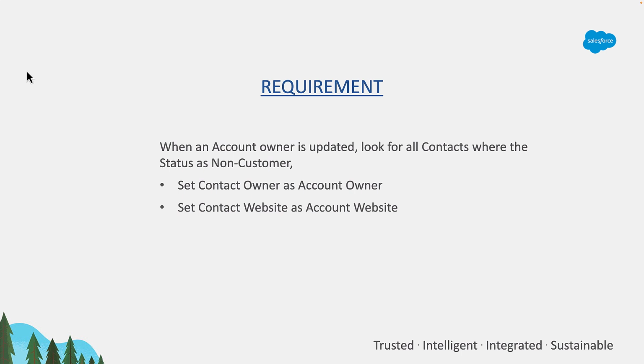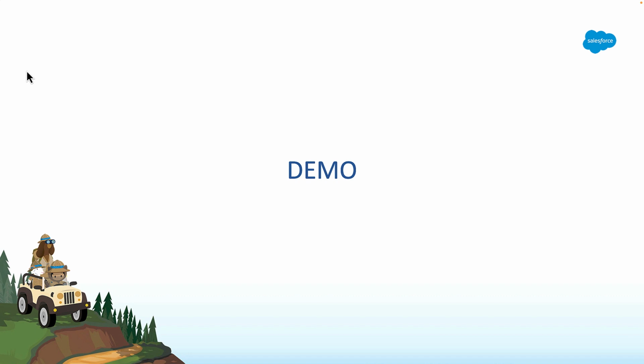Let's say that when an account owner is updated, we need to look for all contacts where the contact status is non-customer, and set the contact's owner as the account owner and the contact's website as the account website. Now let's get back to the demo.